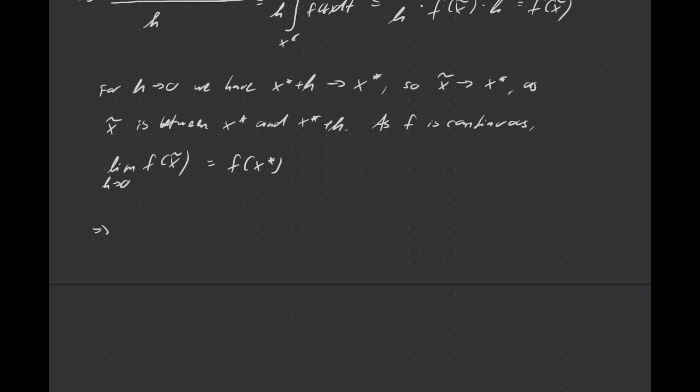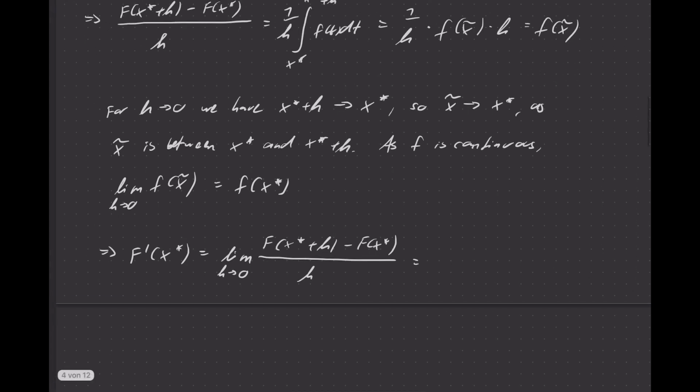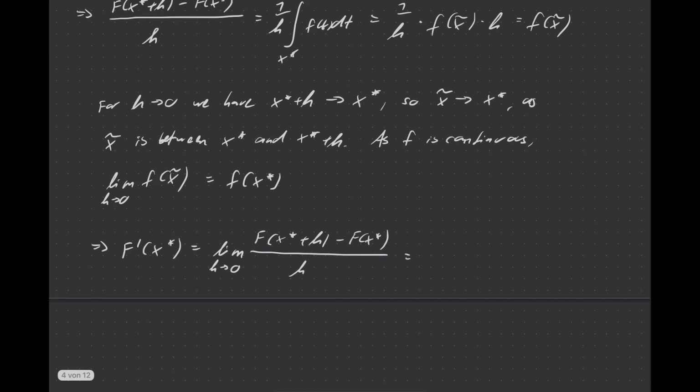And altogether, what that means is the derivative of capital F at x star, that is given, if it exists, by that limit of capital F of x star plus h minus F of x star divided by h for h to 0. And we have just shown that this is equal to f of x tilde, and as h goes to 0, f of x tilde goes to small f of x star. So this proves the fundamental theorem of calculus.